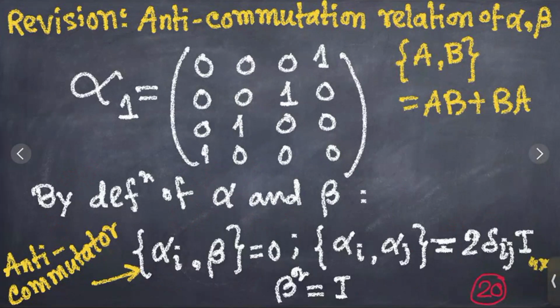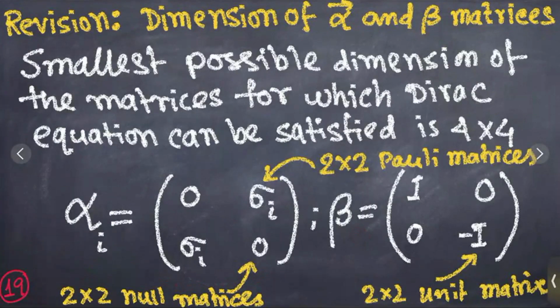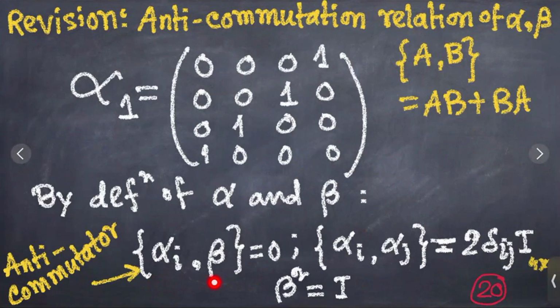Now we can also do a little bit more mathematics. I added some homework in this note, where I'll ask you to do this kind of mathematical calculation to show these two relations. If I consider two matrices alpha and beta and take the anti-commutation relation, alpha_i beta plus beta alpha_i, and do the matrix multiplication, it will always be zero.